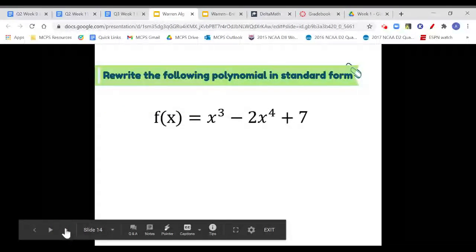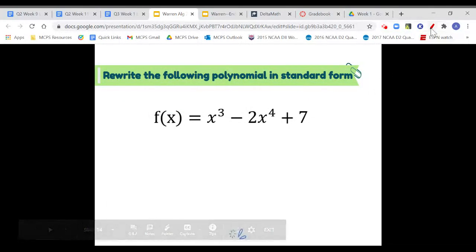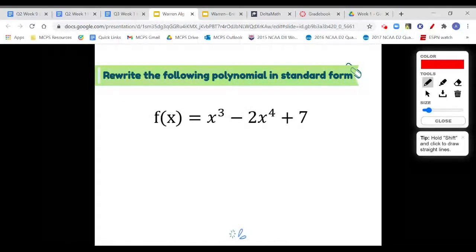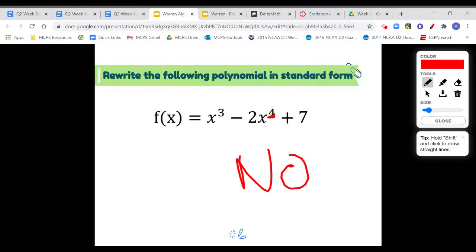Okay. So just going through a couple examples, are these in standard form? So this first example, we have x to the third, and then x to the fourth comes after. So this right here, that's the largest exponent. It's not coming first. So no, this polynomial is not in standard form. It does not have exponents in descending order.